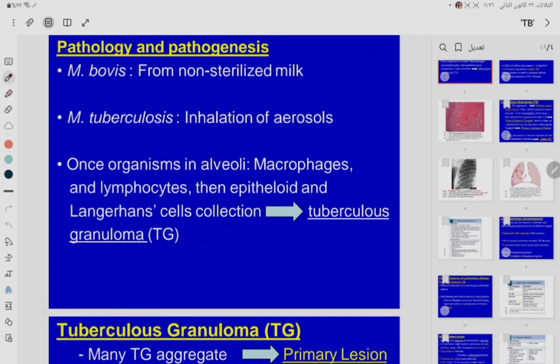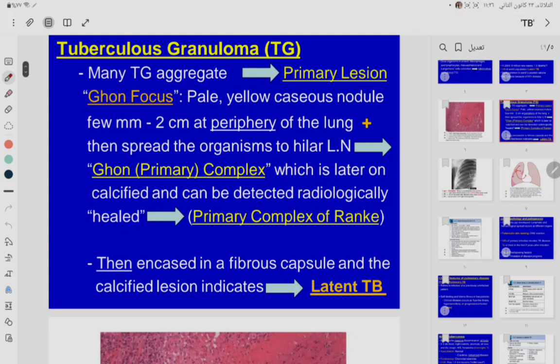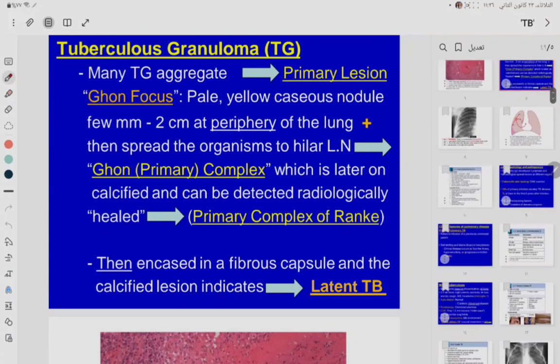Next. When many tuberculous granulomas aggregate, they make something called the primary lesion, the Ghon focus, a pale yellow caseous nodule. So caseating necrotizing granulomas, as we know, are different from non-caseating, which is more sarcoidosis. It's a few millimeters to 2 centimeters at the periphery of the lung, then spreads the organism to the hilar lymph node. With involvement of the hilar lymph node, they will call it the Ghon complex. So first the Ghon focus, then the Ghon complex.